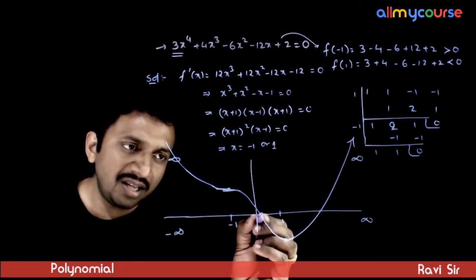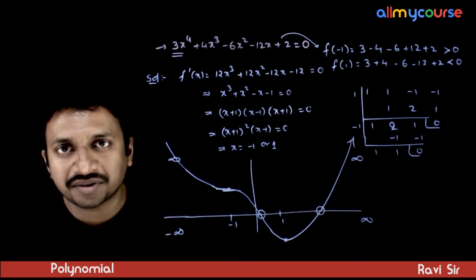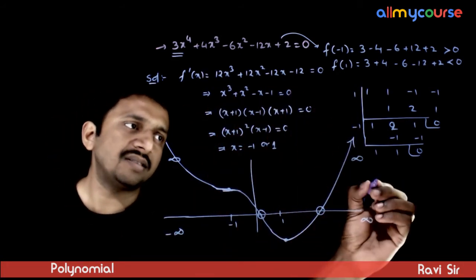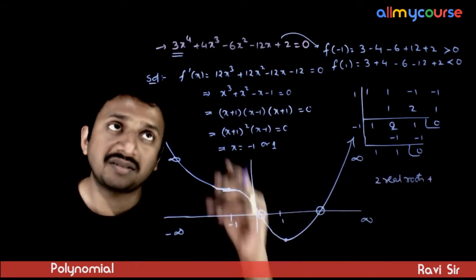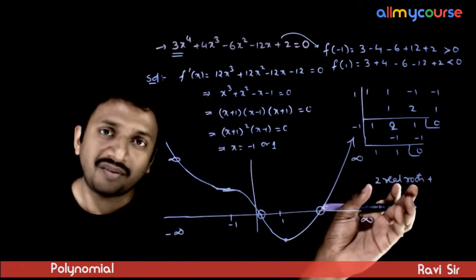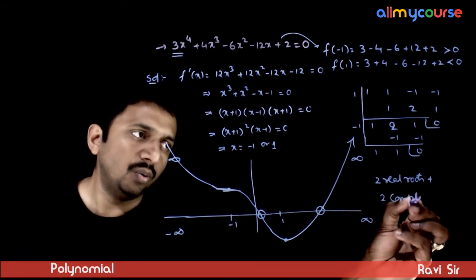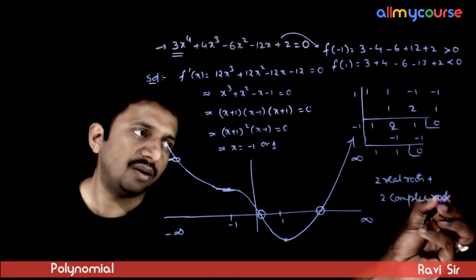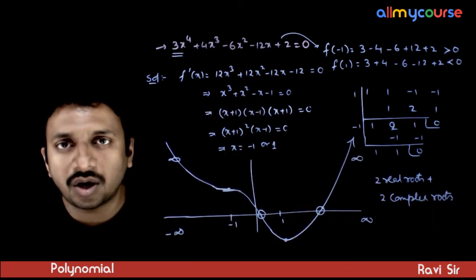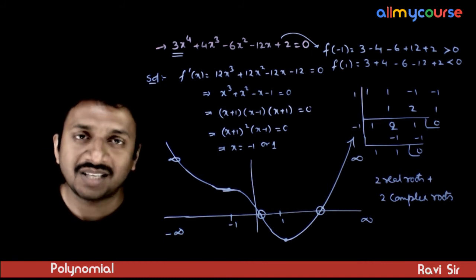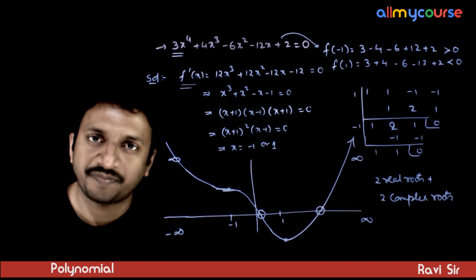Hence, as you can see here, the graph cuts the x-axis at exactly 2 points. That means this equation has 2 real roots. It's a fourth degree equation. If it has two real roots, it has to have the other two as complex roots. So this equation has two real roots and two complex roots, and the analysis has been done using the concept of f dash of x. Thank you.